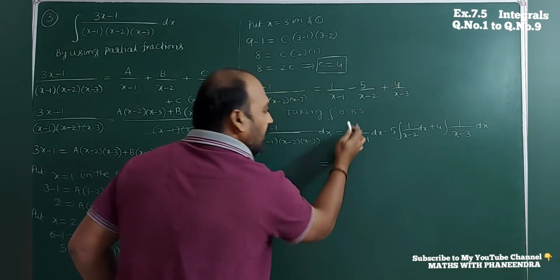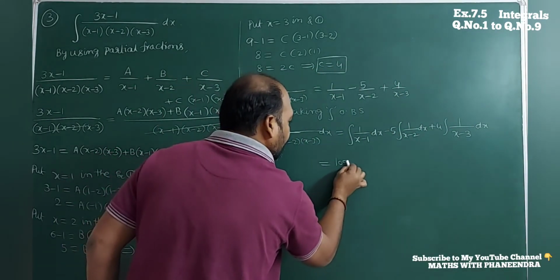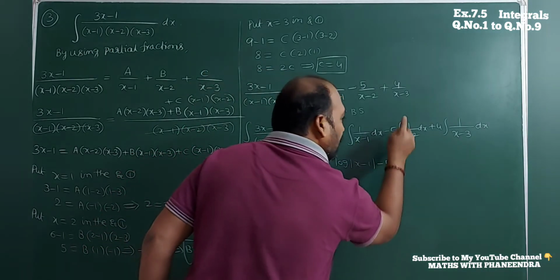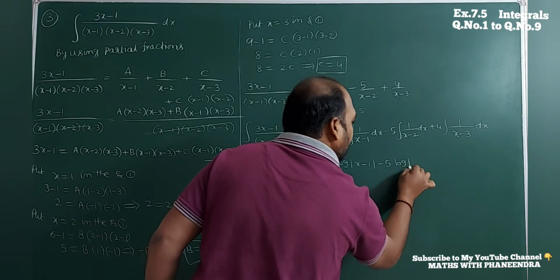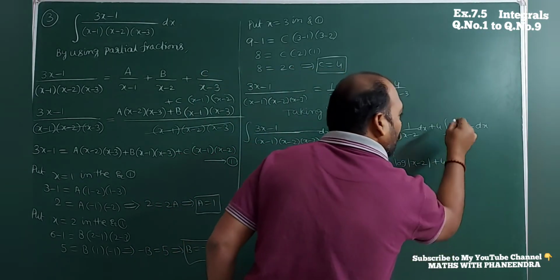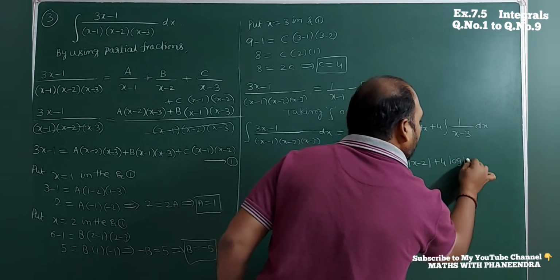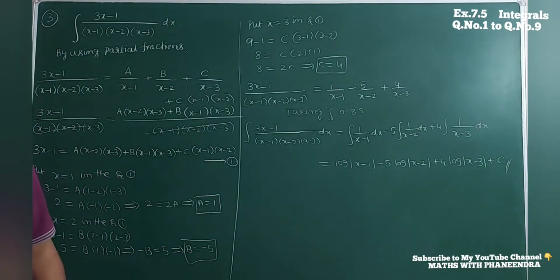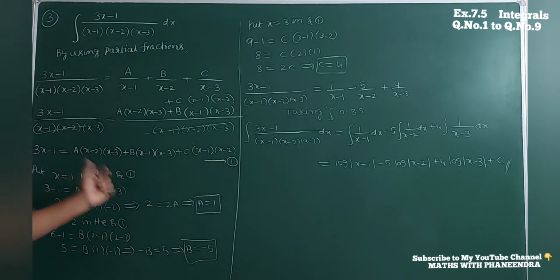which is equal to log mod (x minus 1), minus 5 times log mod (x minus 2), plus 4 times log mod (x minus 3). After that, plus C, or log C also we can take. This is the way we can do, dear students.